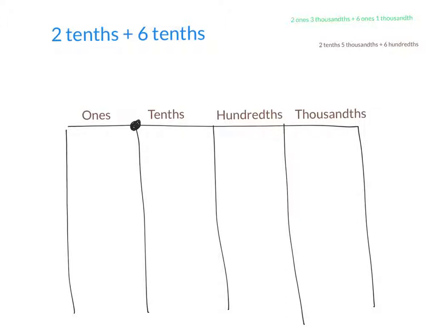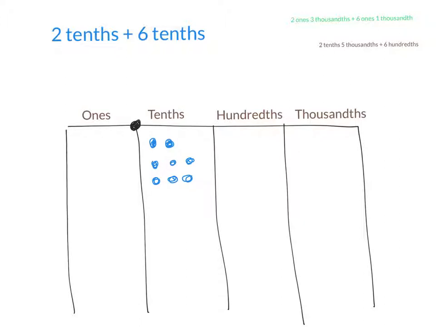Now today we're going to use dots at first to help us model what we have here. So if I have 2 tenths, how many dots do I have to draw in the tenths column? Two. So if I have 2 tenths and then I want to add 6 more tenths, how many more dots do I have to draw? Six. So go ahead and do that. 1, 2, 3, 4, 5, 6.